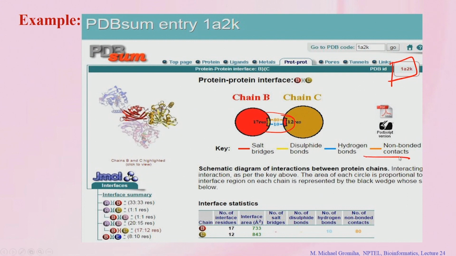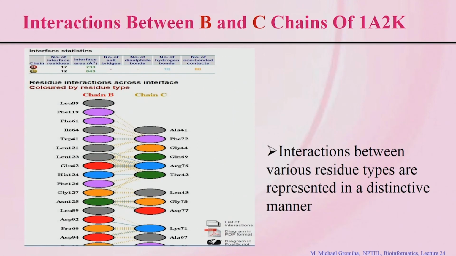You can see non bonded contacts in yellow, the hydrogen bonds in blue, disulfide bonds in orange, and the salt bridges in red. So, you can see here you have only the 80 non bonded contacts plus say 10 hydrogen bonds. Then if you go through the details, you will get more detailed information. You can see here this is chain B of 1A2K and this is chain C. They are making different types of contacts. They use different colors. What is the meaning of different colors?